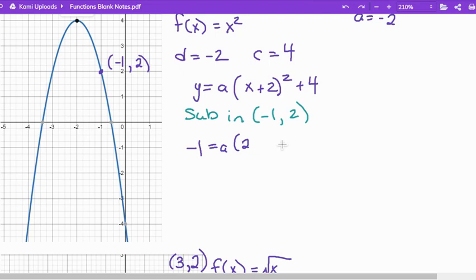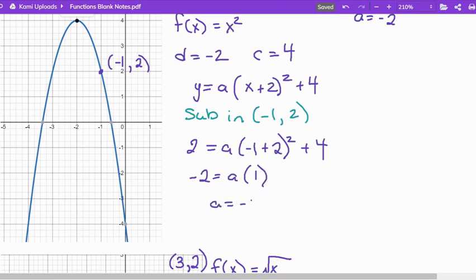Oh, take that back. 2 equals A times -1 plus 2, all squared, plus 4. Bring the 4 over. We got -2 equals A. -1 plus 2 is 1. 1 squared is 1. A equals -2. That's good. That accounts for our vertical reflection. And our final equation with the A is y equals -2 times x plus 2 squared plus 4.